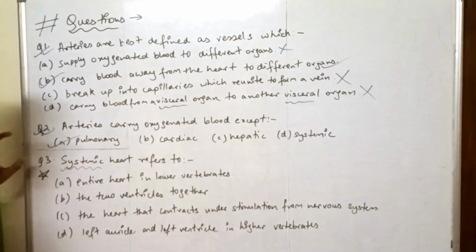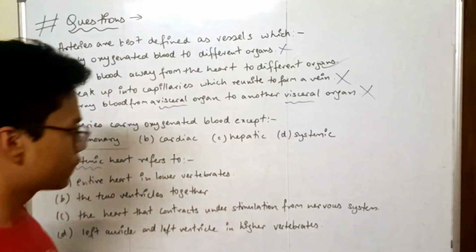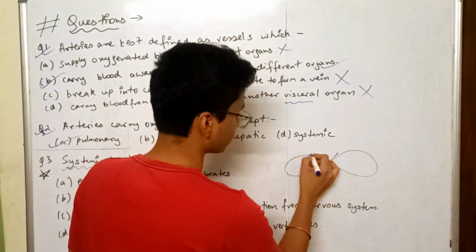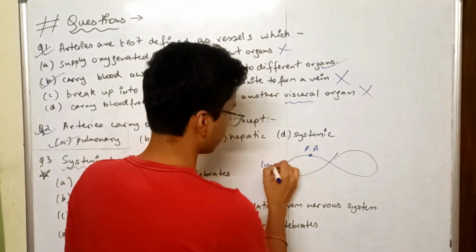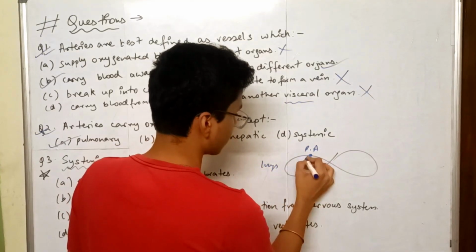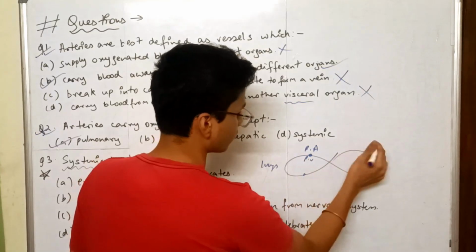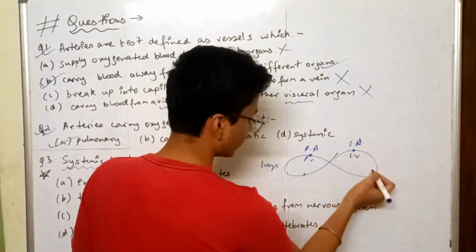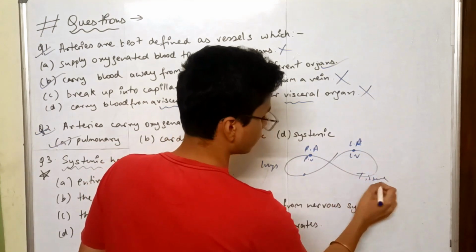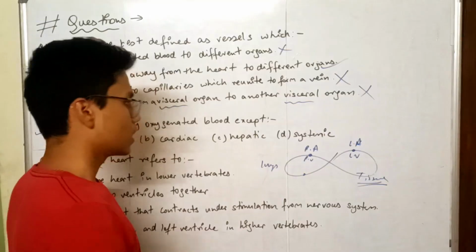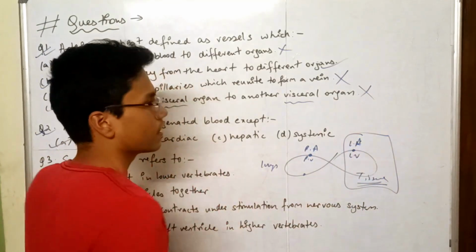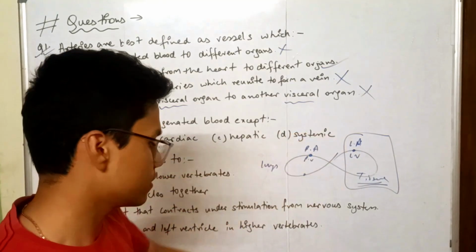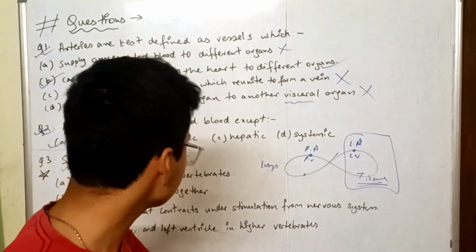So systemic is referring to the infinity loop, the trick I told you about. The infinity loop starts at the right atrium, goes through the right ventricle into the lungs, then reaches the left atrium, the left ventricle, and then it reaches the tissue. This was the infinity loop that I was telling you about. Now, the region between the tissue and the left ventricle is the systemic circulation. Okay, so I think you've got the answer.